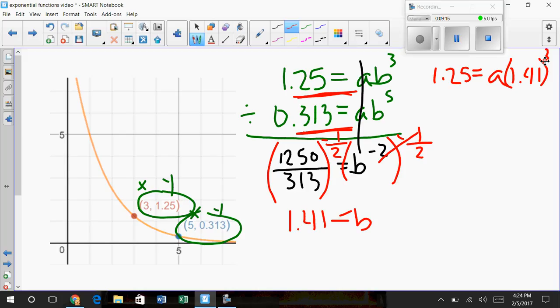Again, I'm keeping it as exact as I can until the end, so I'm going to write out the whole decimal that I got. I have 2.803221, and that's all being multiplied by a. So now I just have to divide to get a by itself.